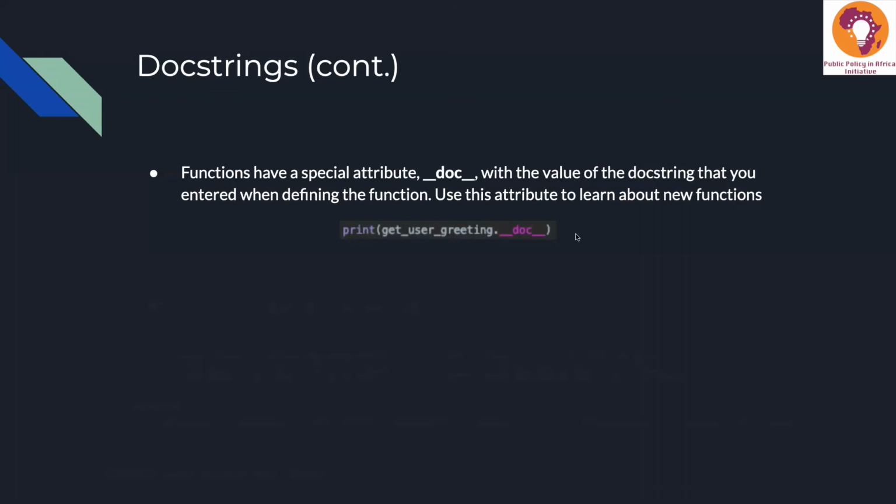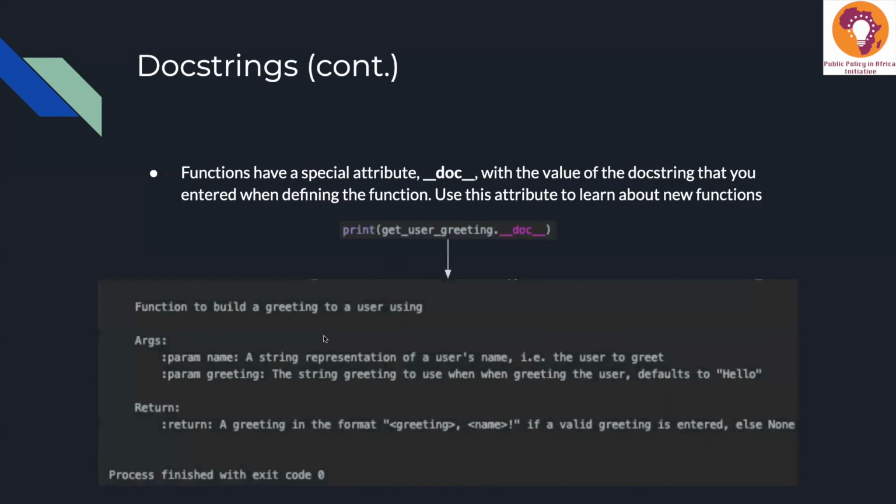And then when I call that print function, what outputs is that doc string that I had put on the previous slide. So now anybody who sees my function, they see it's called get user greeting, they have no clue how to use it necessarily. So they can use get user greeting dot double underscore doc double underscore, and that will print out the doc string of my function. And then they can read through this. It's a function to build a greeting to a user.